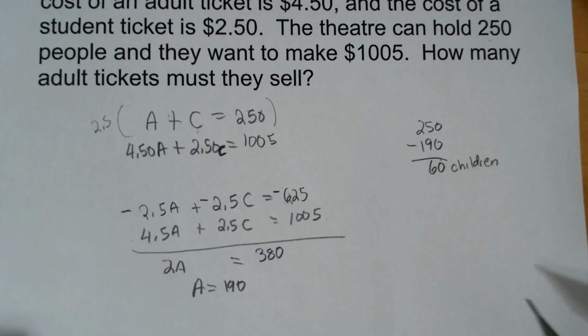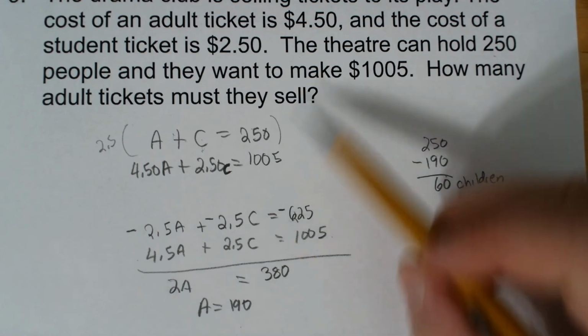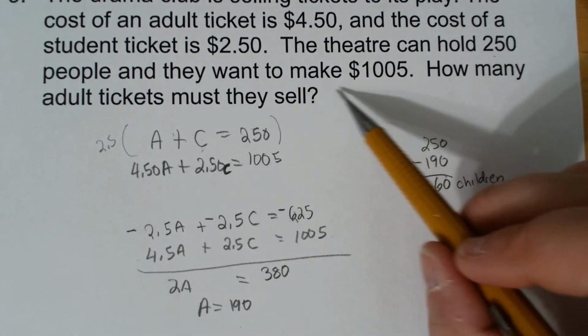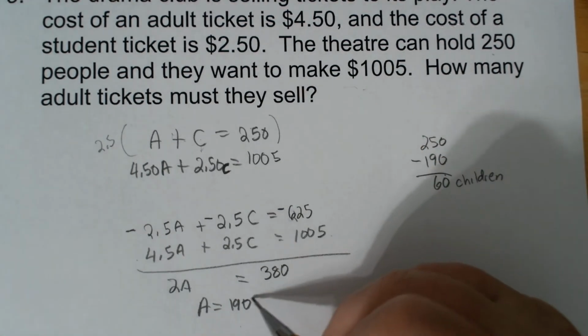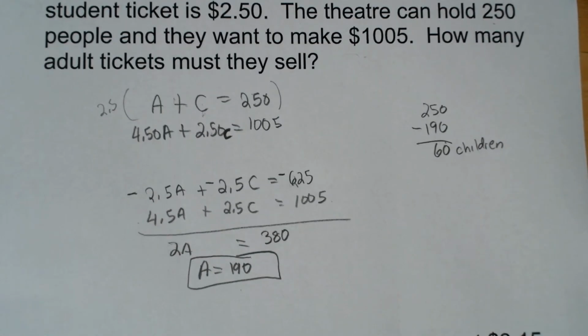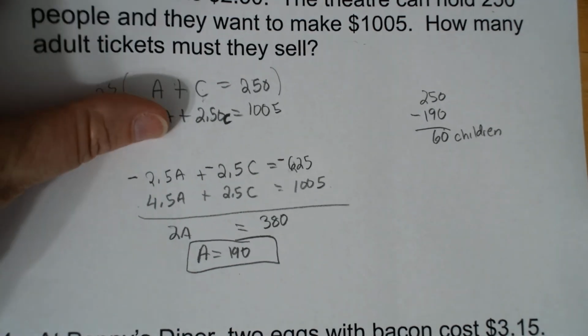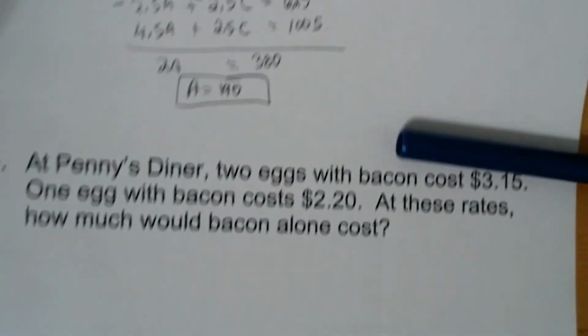And then if you want to continue, you could do 60 times 2.5 and 190 times 4.5 and see if you got the 1,050. But all they asked was for the adult tickets. So these are great problems because you can check your answer to see if you come back to what they asked you to do.